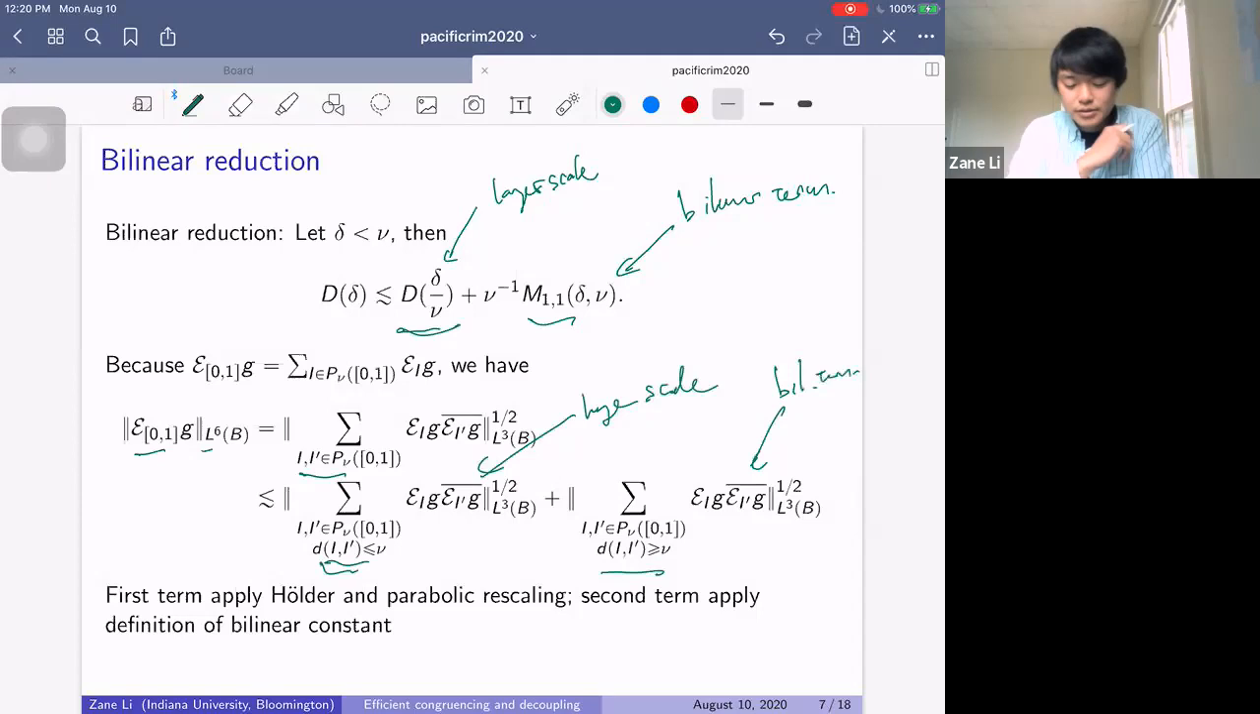Now this is what I mean when we're going to start climbing the ladder. We start from small a and b, and we want to climb up to large a and b. The key is to climb up efficiently so that you don't lose anything. So what we've done essentially is reduce the study of D of delta to the study of a bilinear constant.